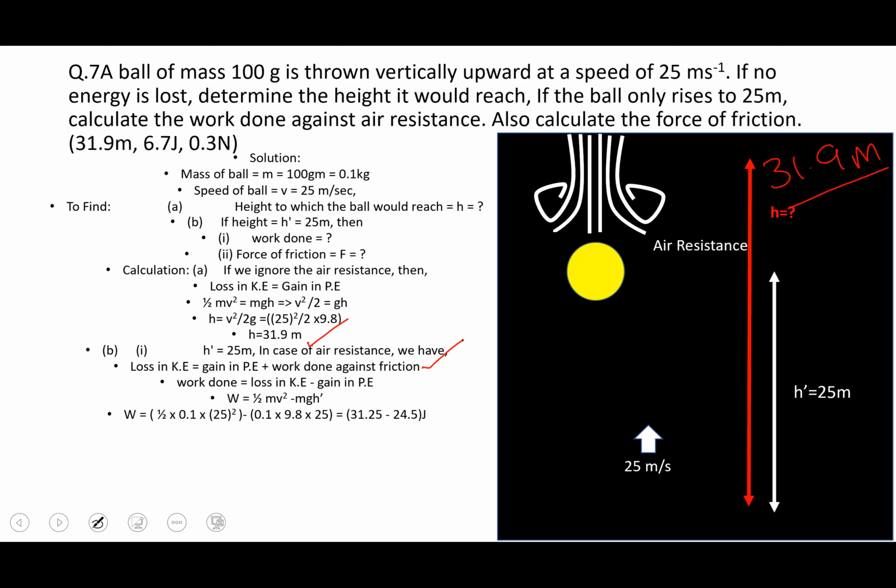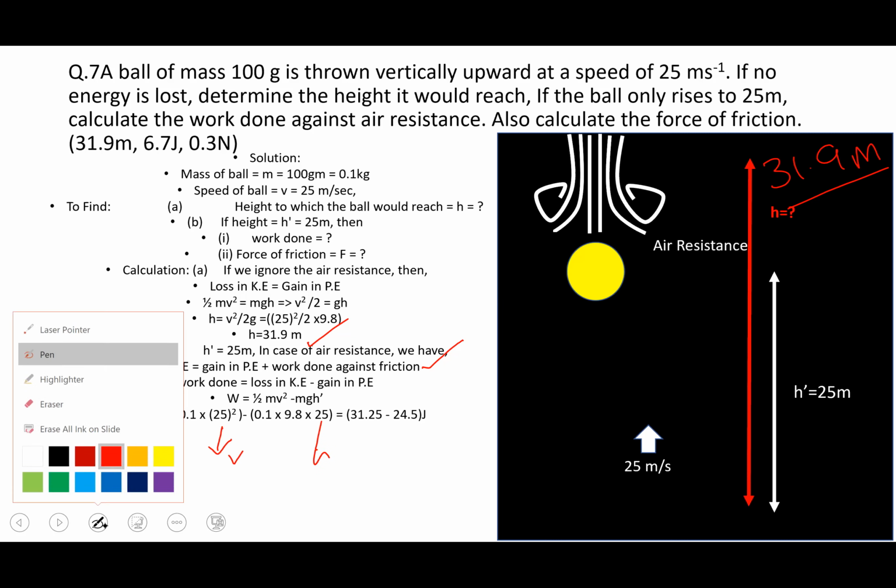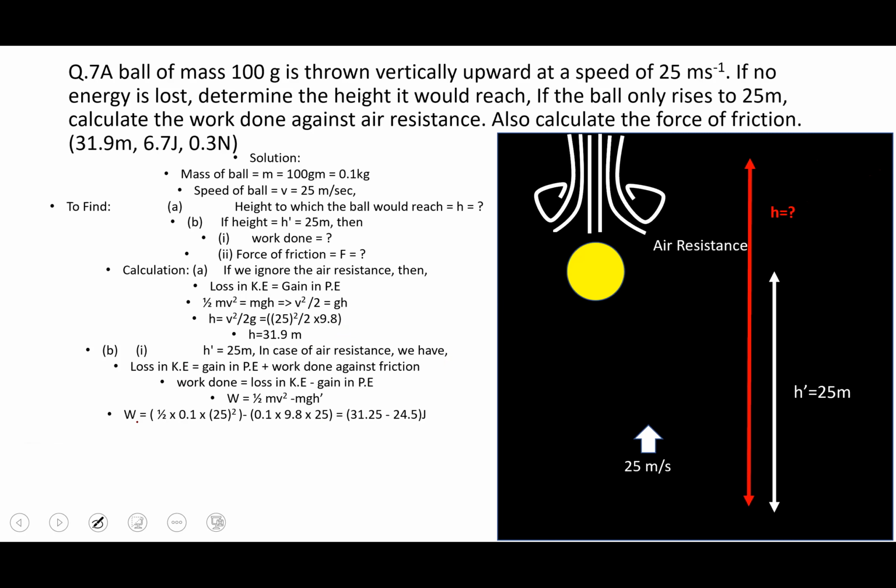Putting in the values, what do we get? W is equal to half m, 0.1, which is m, into 25 squared, which is the velocity, minus 0.1, which is the mass, 9.8 is the value of g, into h dash, that means the height in that case. So when we put in the values, we will get 31.25 minus 24.5. So in that case, the work done in this whole process will be 6.7 joule.